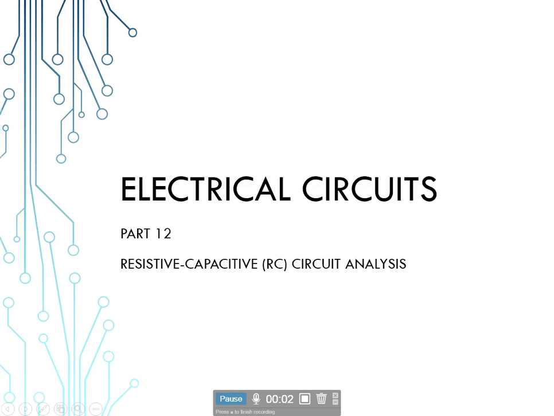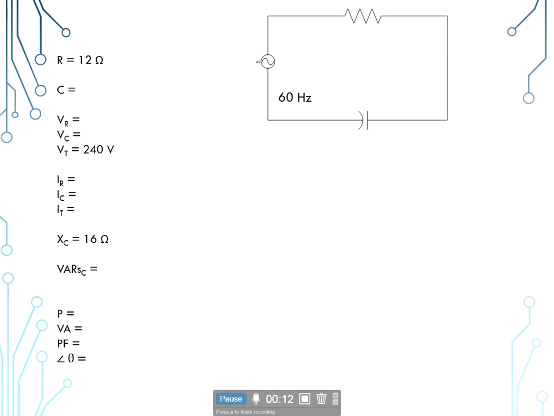Hello, welcome to Electrical Circuits part number 12, Resistive Capacitive Circuit Analysis, or RC Circuit Analysis. So now we're going to mix resistors and capacitors together. We have a 60 hertz series circuit here. Remember, we trace it, there's only one path, so that makes it a series circuit. And we're given different values.